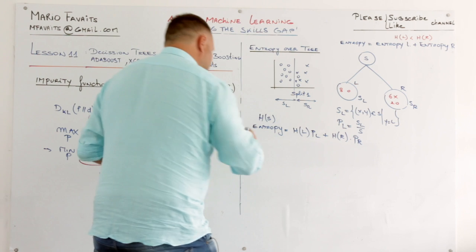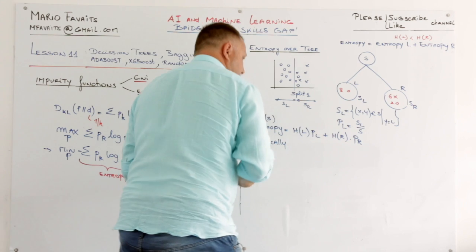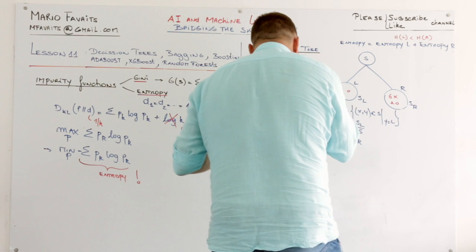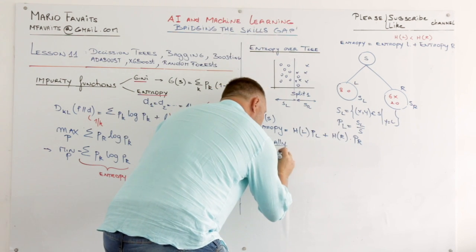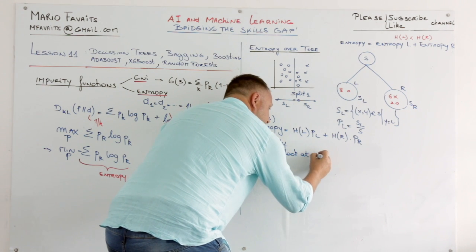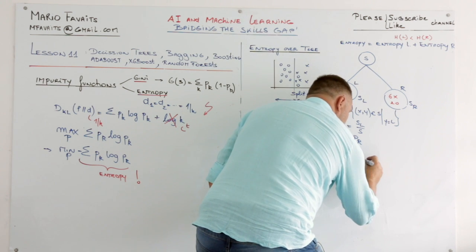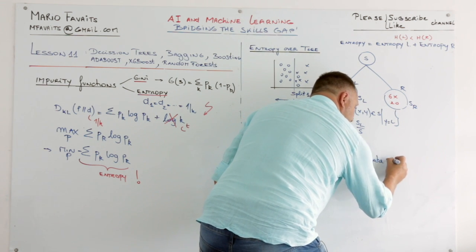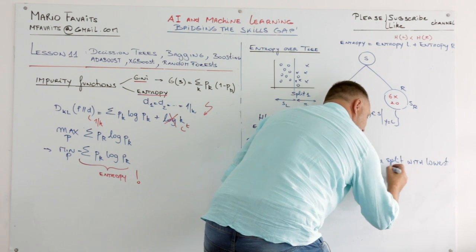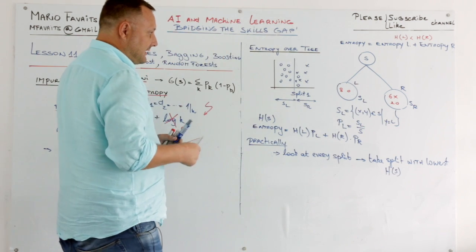Now practically, what will we do? Well, it's quite simple. We're going to look at every split and then take the split with the lowest entropy. This is basically what we're going to do.